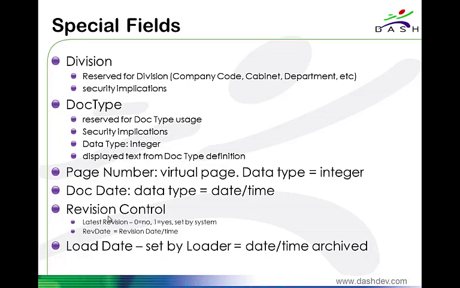And lastly, there's another field called load date. This is set by the DDX loader service to the current date and time when a new document is archived. So you can always tell when a document arrived in the archive itself. Those really are the only reserved fields, and they all reside in the main table.